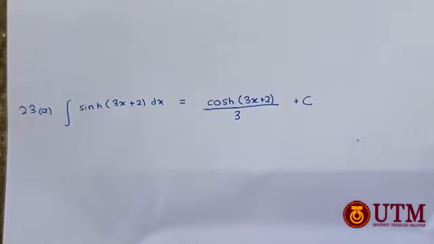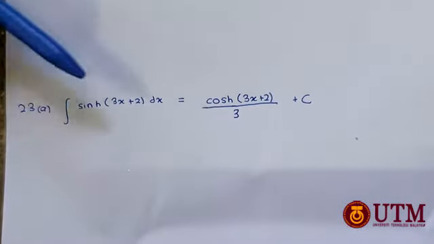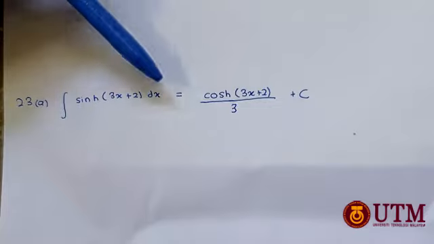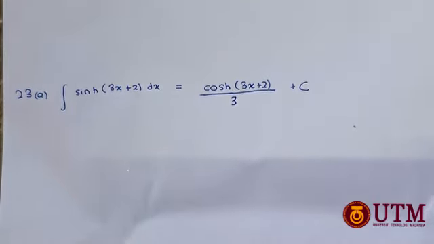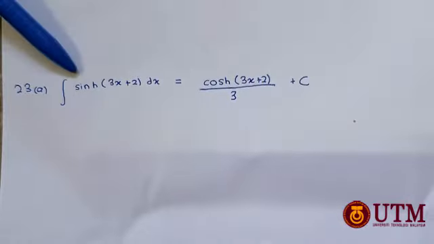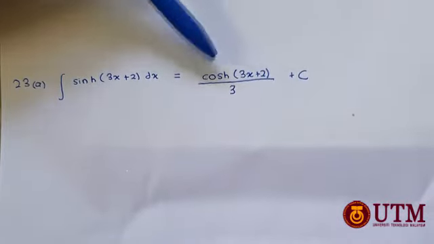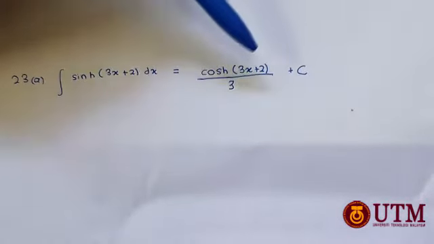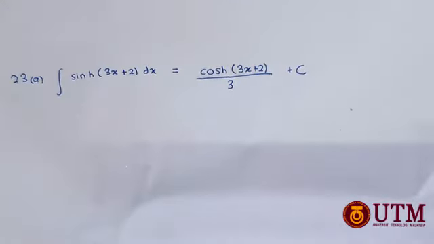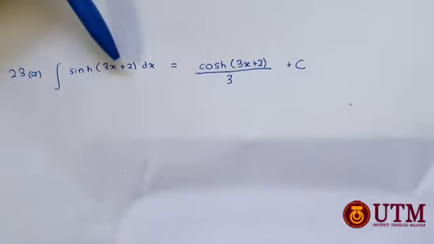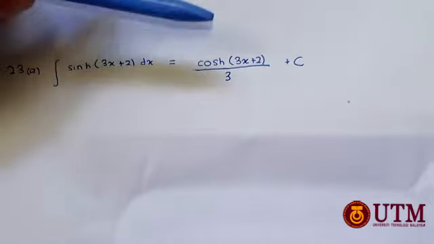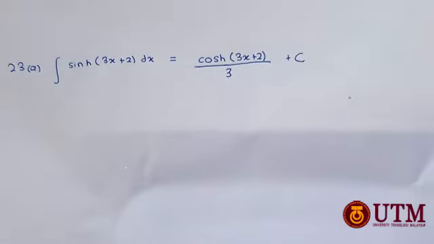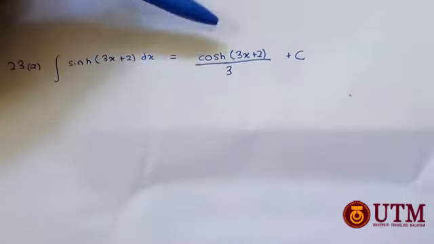Question 23a. Integrate hyperbolic sine 3x plus 2 with respect to x. For this question, we just use the basic law. First, we need to integrate hyperbolic sine. When we integrate hyperbolic sine, we get hyperbolic cos. And we write back the 3x plus 2 at this place. And then we differentiate the inside, 3x plus 2, and then we will get 3. And we put the 3 under the equation. And the answer will be hyperbolic cos of 3x plus 2 over 3.